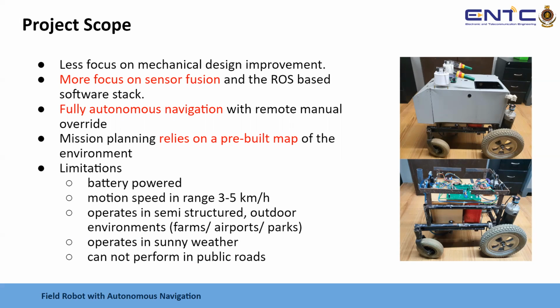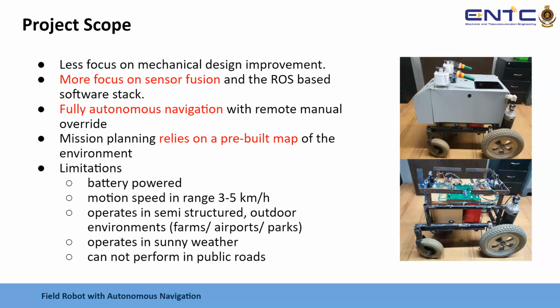When talking about the limitations, the robot is battery powered, therefore the amount of weight it can carry and the maximum speed that it can move will be limited. As of now, we can say the motion speed will be similar to the normal walking speed of a person. The robot is intended to operate in a semi-structured outdoor environment, such as farms, airports, parks, hotels, and likewise. And we plan to build the system to operate in sunny weather.